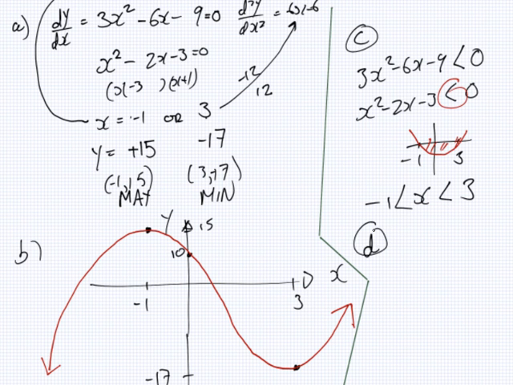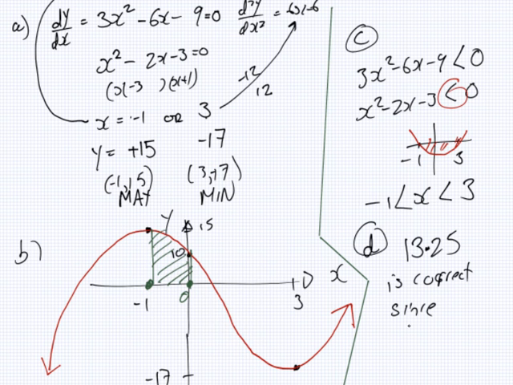And D, two students integrated from minus 1 to 0. So one student got a positive answer and one student got a negative answer. Who is right and who is wrong? Which is the right answer, positive or negative? 13.25 is correct, since y is positive between minus 1 and 0. So because this is positive here, the integration should be positive.